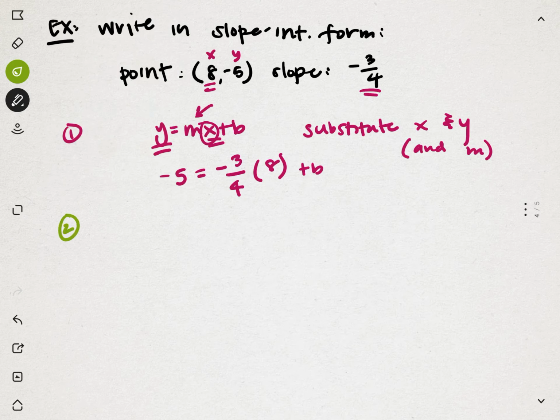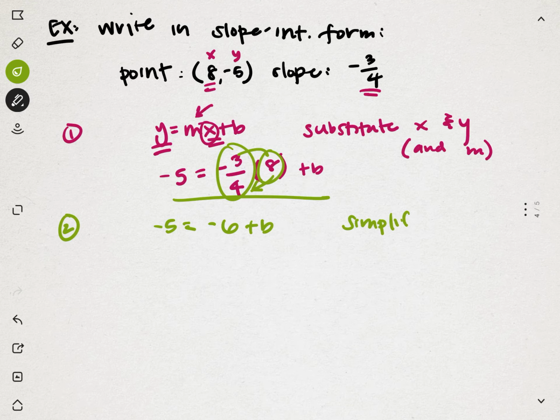Okay, in step 2, what we're going to do is we're going to go ahead and take what we just wrote down and simplify it. So we're going to say -5 equals, when we're doing a fraction times a whole number, we multiply the top. -3 times 8 is -24. And then we divide the bottom. So -24 divided by 4 is -6. Our b is still there. So step 2 was simplifying.